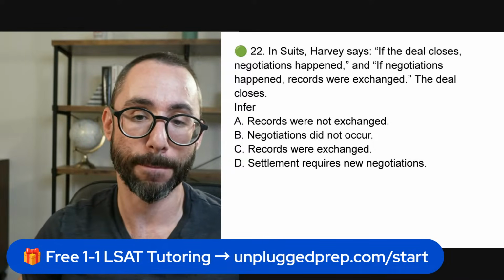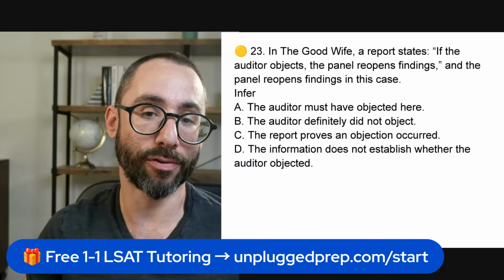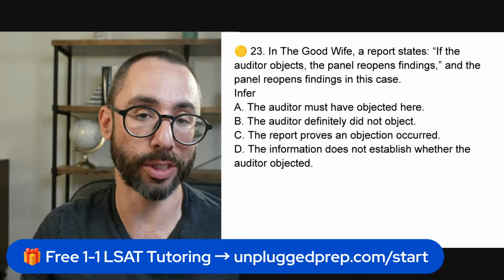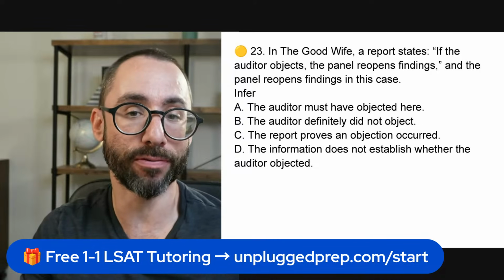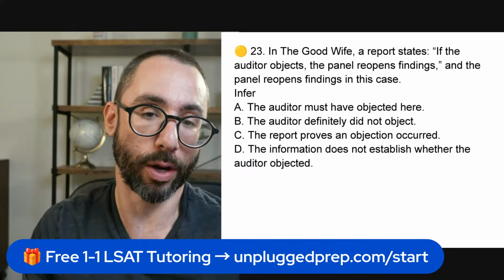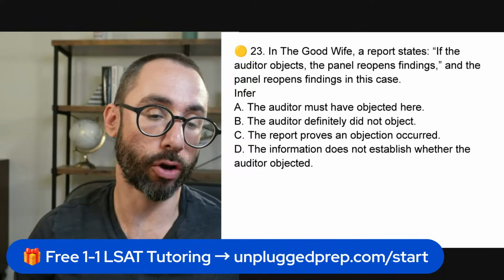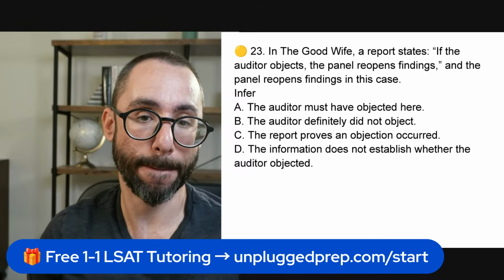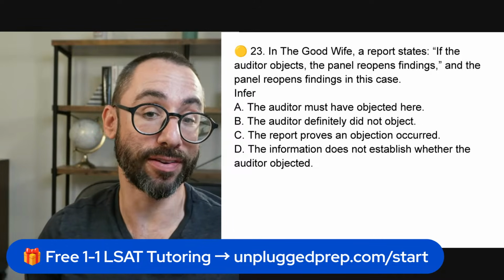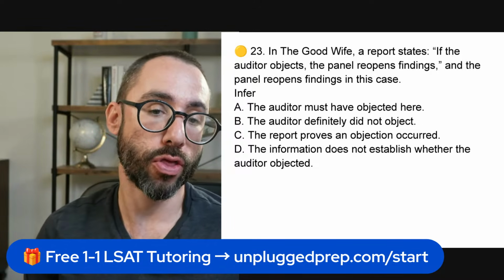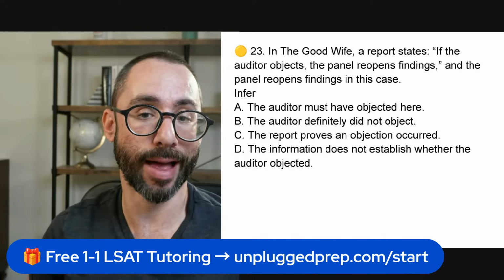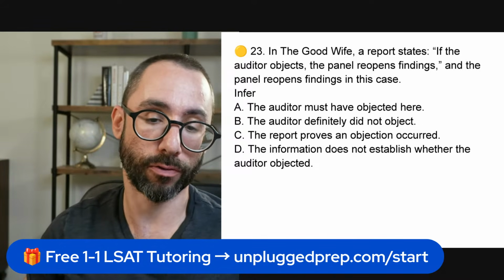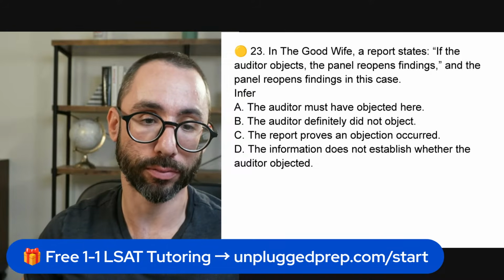Awesome, folks. Number 23. In The Good Wife, a report states, if the auditor objects, the panel reopens findings. And the panel reopens findings in this case. What can we infer? A, the auditor must have objected here. B, the auditor definitely did not object. C, the report proves an objection occurred. Or D, the information does not establish whether the auditor objected. So, what can we infer?